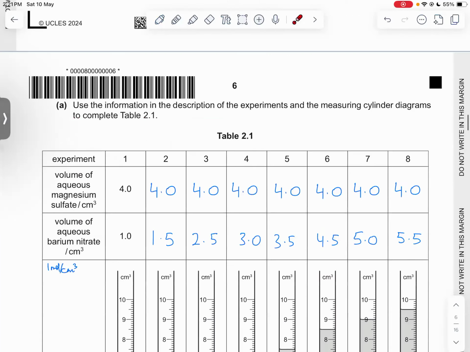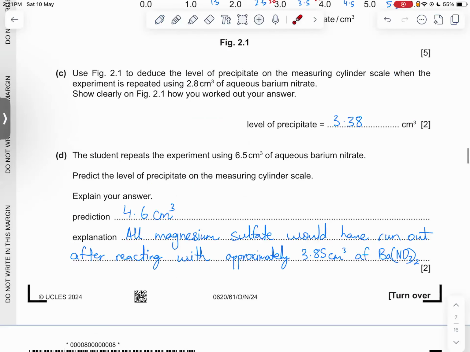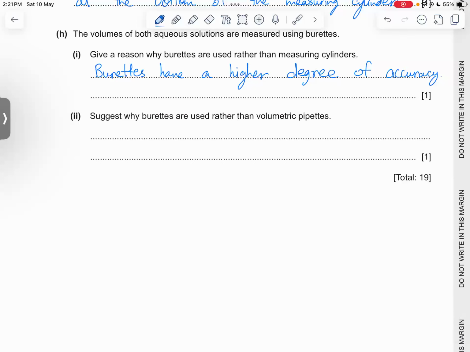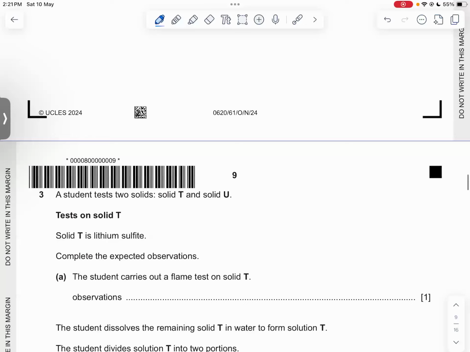So because the volumes are variable, right? Or the volumes are not fixed. Volumes of barium nitrate in each experiment are not fixed. All right, the values are not fixed. Okay, on to the next question.